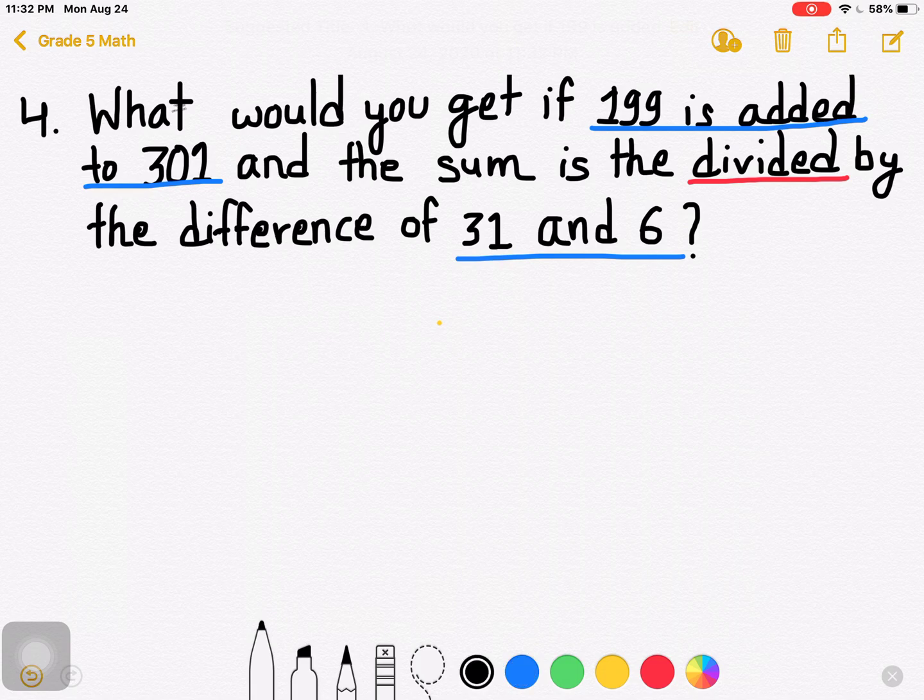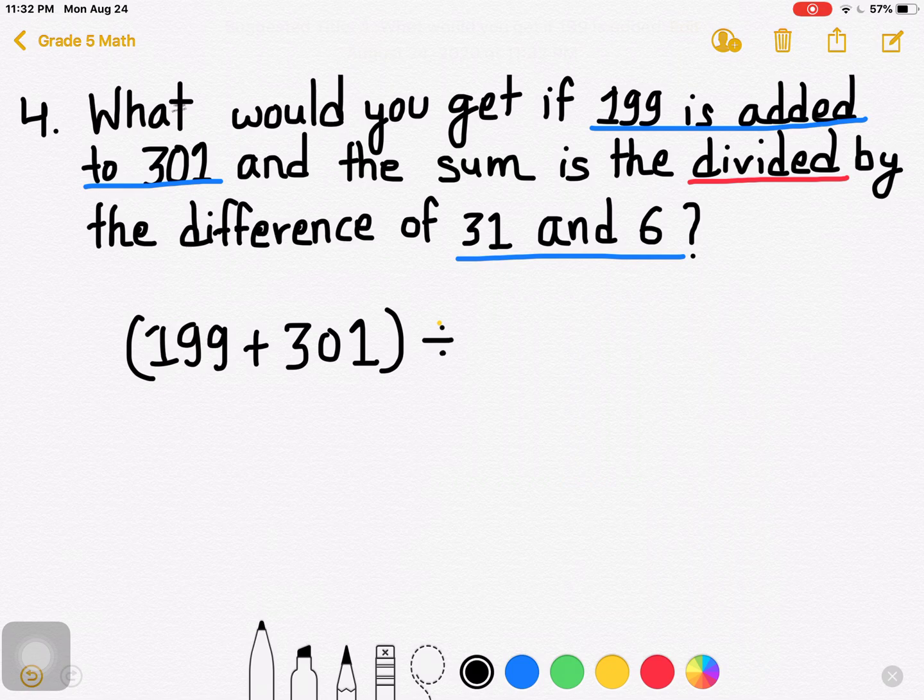Very easy. Now let us make the problem. If 199 is added to 301, now let us add 199 plus 301. Okay, and the sum is divided by the difference of 31 and 6. Yes, this is the problem here.